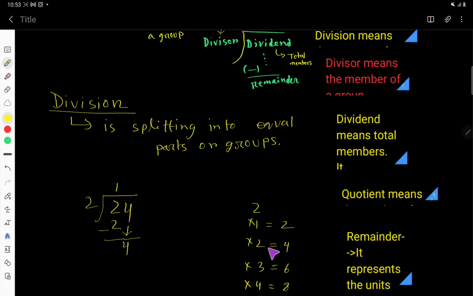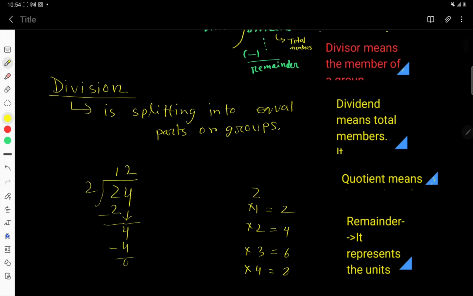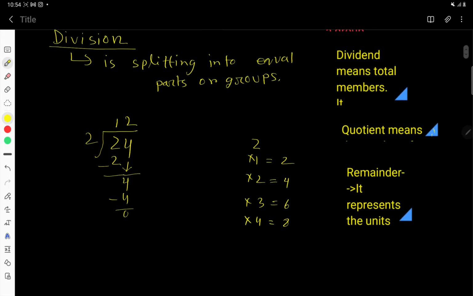2 goes into 4 how many times? 2 times. 2 times 2, 4. So write 2. Now subtract, 0. So your answer is 12, right? And you can make 12 groups and each group will have 2 members. Okay, let us take another example.